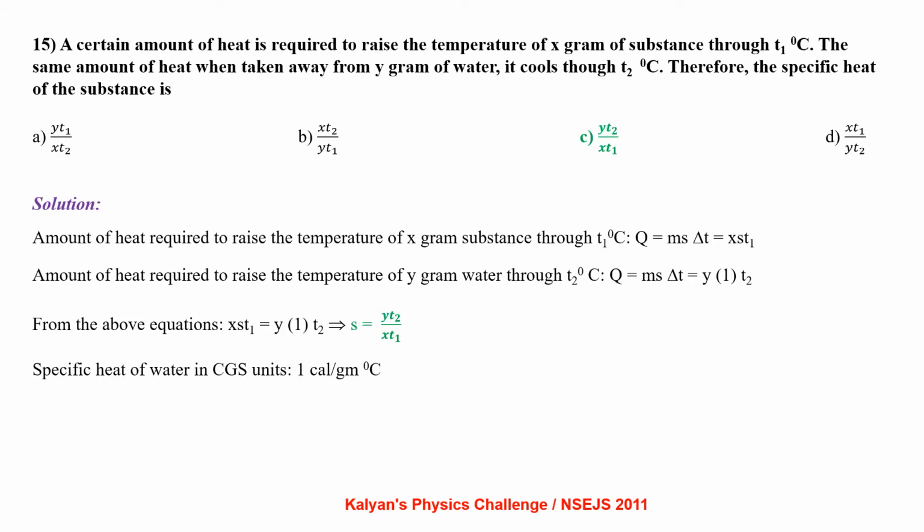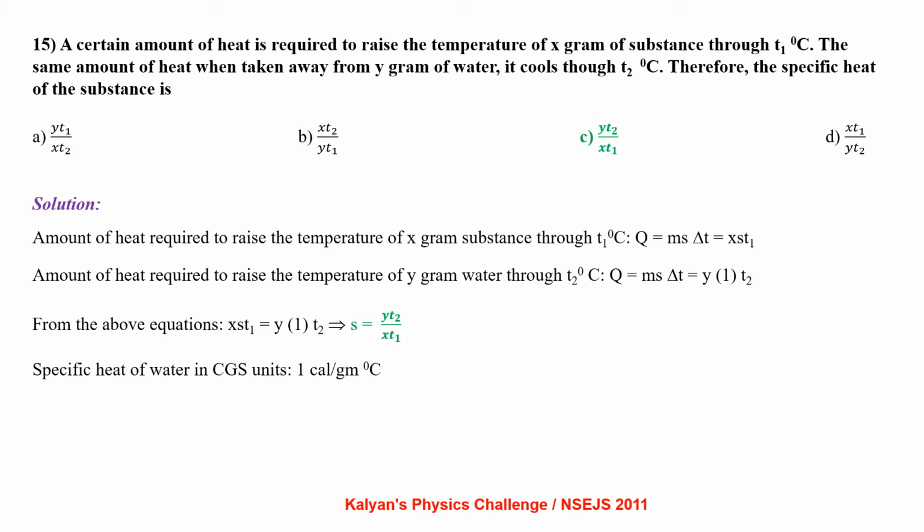A certain amount of heat is required to raise the temperature of x grams of substance through T1 degree centigrade. The same amount of heat, when taken away from y grams of water, cools it through T2 degree centigrade. Therefore, the specific heat of the substance: the amount of heat required to raise the temperature of x grams of substance through T1 degree centigrade, Q equal to ms delta T, that is x s T1.